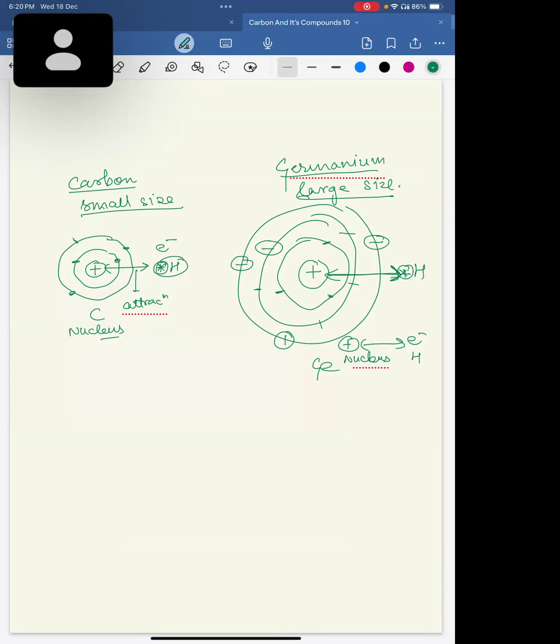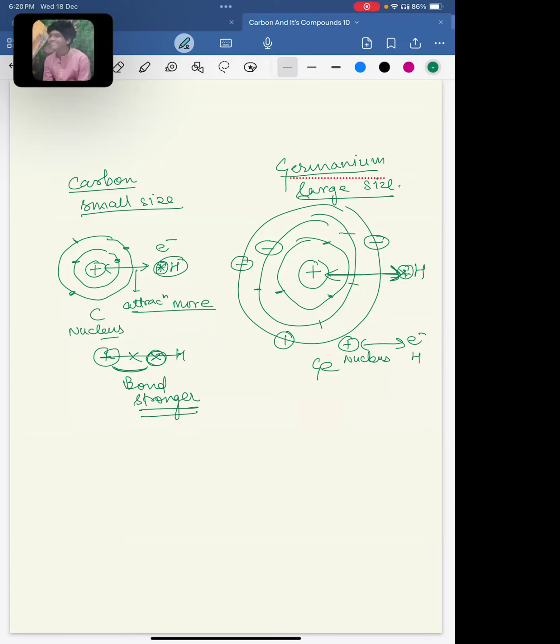If this nucleus and this electron have more attraction, the bond will be stronger. Is this clear? Yes, ma'am. Okay.